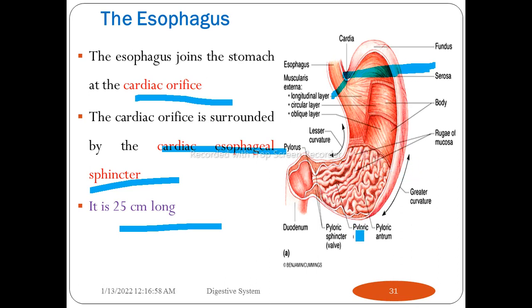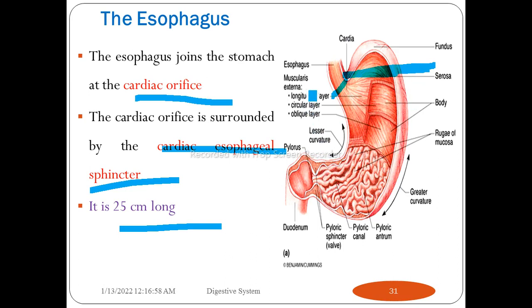And pylorus includes pyloric antrum, pyloric canal, pyloric sphincter. So stomach has 2 curvatures. This is the greater curvature, whereas this one is the lesser curvature. This is the lesser curvature, whereas this one is the greater curvature.